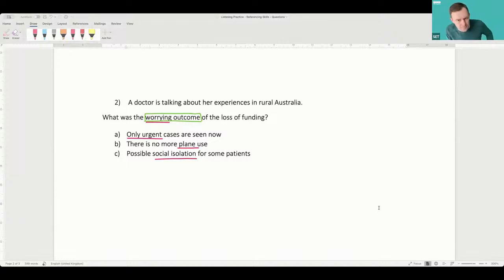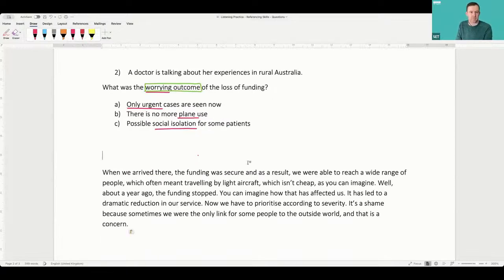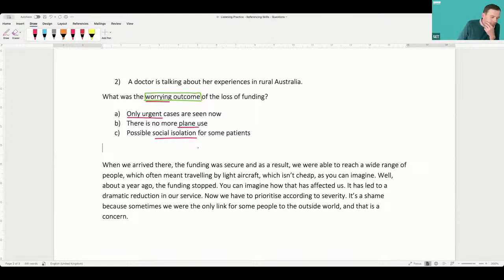When we arrived there, the funding was secure, and as a result, we were able to reach a wide range of people, which often meant traveling by light aircraft, which isn't cheap, as you can imagine. Well, about a year ago, the funding stopped. You can imagine how that has affected us. It has led to a dramatic reduction in our service. Now we have to prioritize according to severity. It's a shame because sometimes we were the only link for some people to the outside world, and that is a concern.